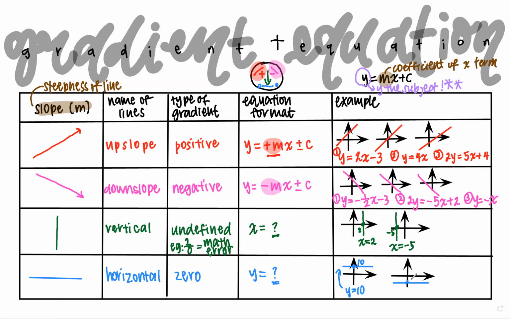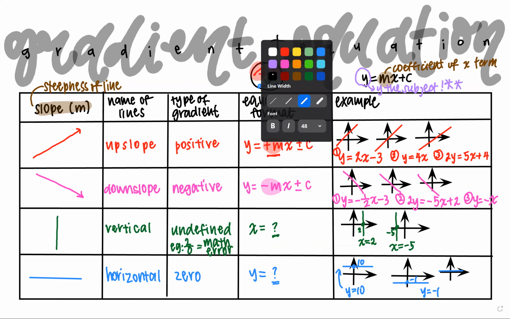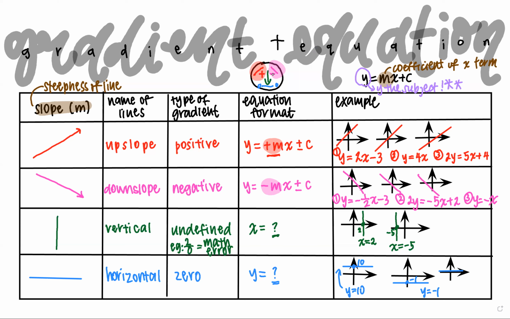And let's say here is -1. So what is the equation? Y equals negative 1. Now let's try something else. One more. Let's say this is my line right here. So what will it be? Y equals 0. Yes, y equals 0.